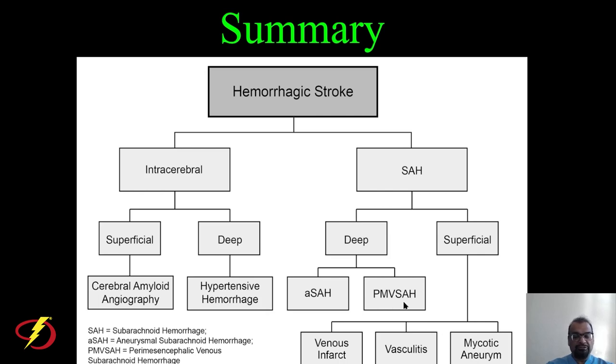Because they don't have a lot of pressure, they're not diffusely distributed, and they don't extend up into the Sylvian fissures anteriorly like aneurysmal subarachnoid hemorrhages. If subarachnoid hemorrhage is found in a superficial location, we're thinking about entities that involve more superficial, more distal vessels such as venous infarct, vasculitis, and mycotic aneurysms. Now, venous infarct doesn't involve an artery superficially or distally located. It involves veins. But vasculitis and mycotic aneurysms also involve structures located in more superficial regions of the subarachnoid space.